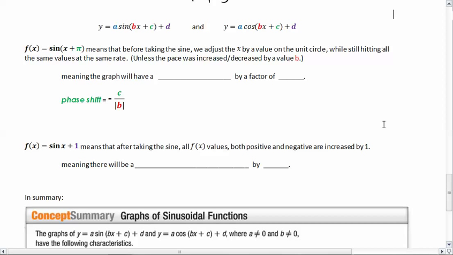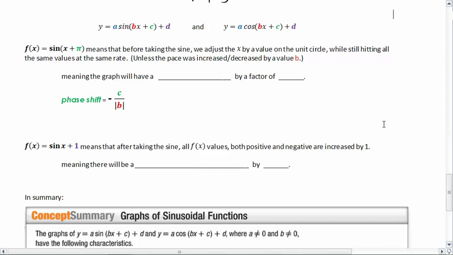That means before we take that sine, we're going to adjust that x value by a value on the unit circle while we're still hitting all those same values at the same rate. So we're not speeding up the process or slowing it down at all. We are just getting to that value at a different time. Unless the pace is increased or decreased by that value b, we said that b adjusts how fast we are going, how skinny we are. It makes our frequency go faster, which means we have more times that we are crossing that 0 axis within a shorter period. That's what our b does.